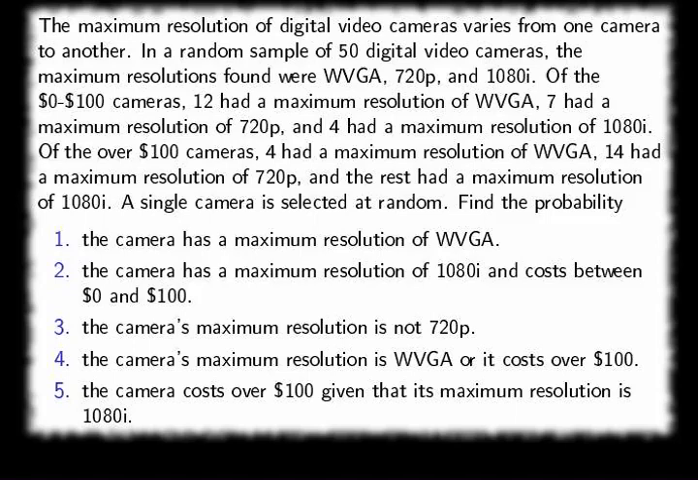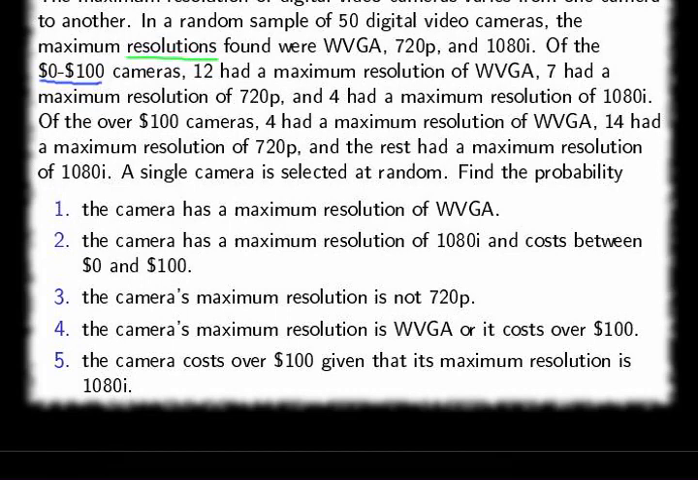1, 2, 3, 4, 5. So we have 5 questions about this sample of 50 digital video cameras. And the cameras are distinguished by 2 characteristics: resolution and price. So this would indicate that we might want to use a contingency table to summarize the population before we do any calculations. So that's what I'll do first.